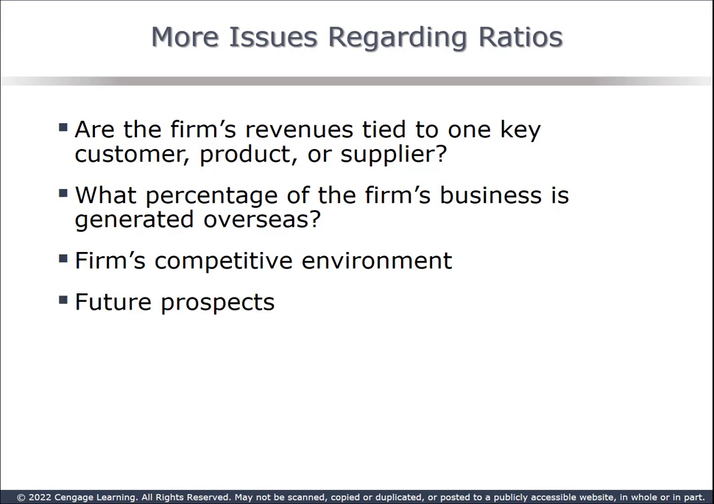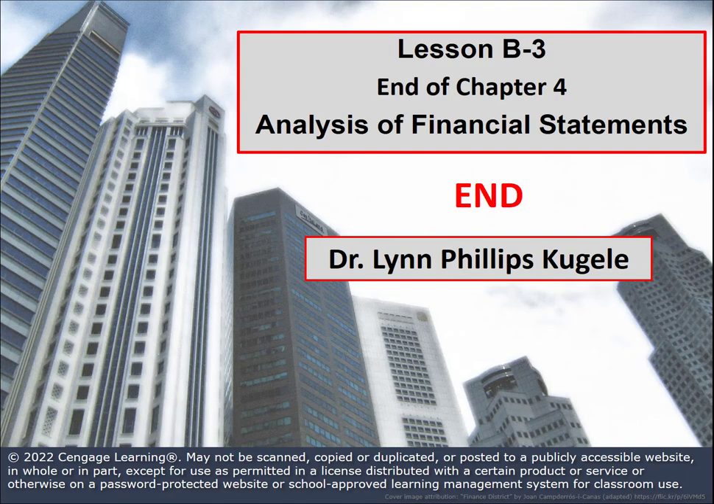What about future prospects for the firm? What about the legal and regulatory environment? Think pharmaceuticals. Heavy R&D expense coupled with strong regulations and long-term liability. All of these need to be considered along with the numbers when analyzing a firm. This ends Chapter 4 and our review of accounting.